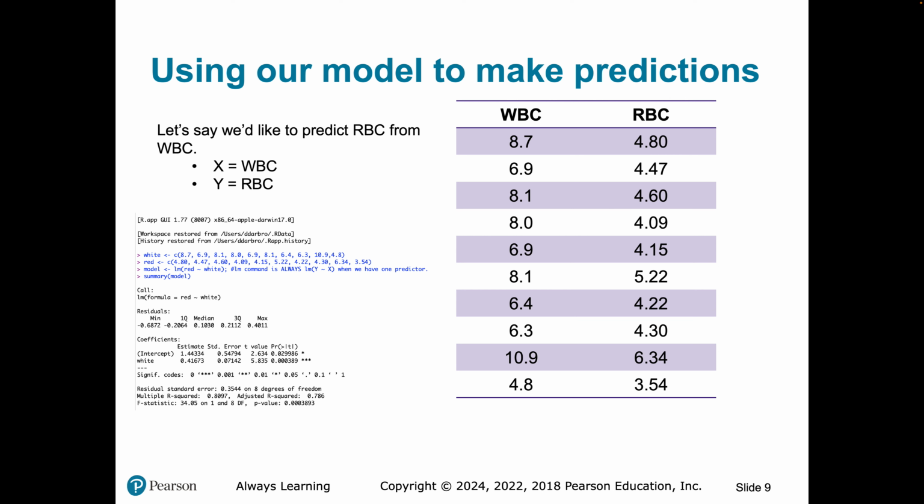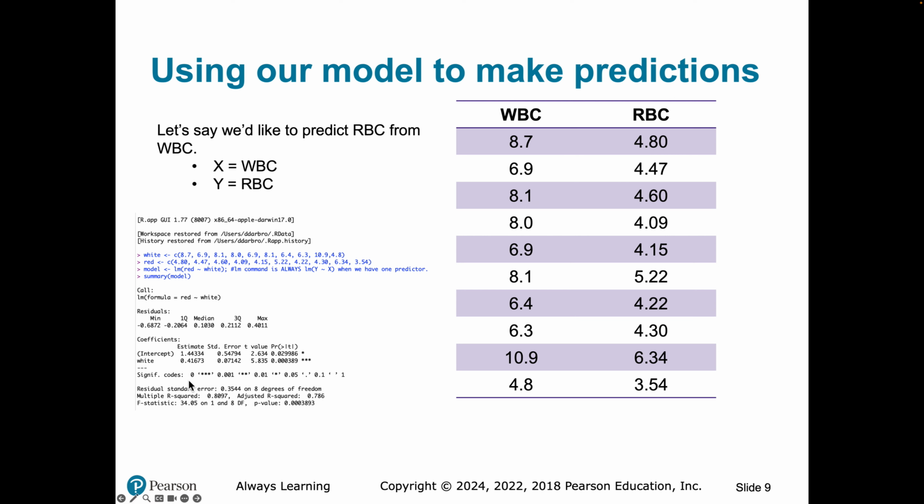So let's just say that we want to predict red blood count from white blood count. So my X is white blood count, my Y is red blood count. Super, super easy to put into R. Run a model, and this hashtag, I'm just communicating to you that the LM command is always LM. We put our Y first, our tilde second, and our X third, when we have one predictor. And we're going to go through so many examples of this. If it doesn't make sense, we'll dive into a bunch of examples.